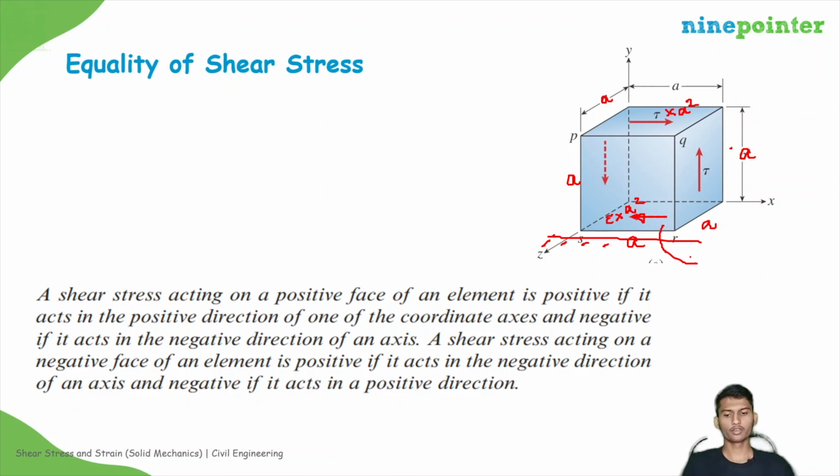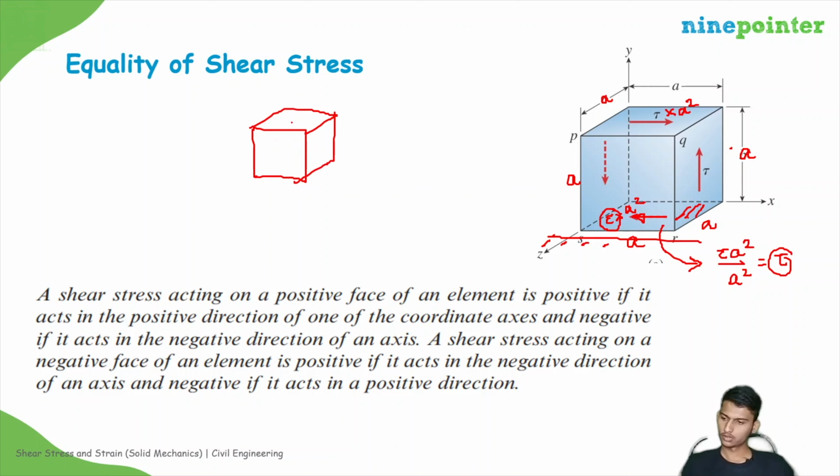Then what is the shear stress on this face? That will be tau into A square divided by the area of this face, right? The area of this face is A square, so that will be tau, right? Tau in this direction. Similarly, now we have shear stress tau like this, shear stress tau like this, right?